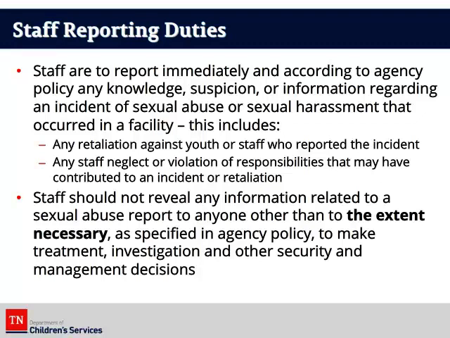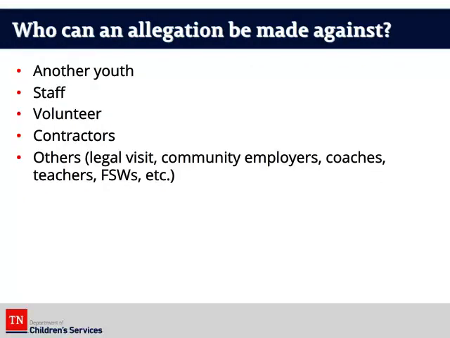Staff should not reveal any information related to a sexual abuse report to anyone other than to the extent necessary as specified in agency policy to make treatment, investigation, and other security and management decisions. Allegations can be made against another youth, staff, volunteers, contractors, or others who have access to the youth.